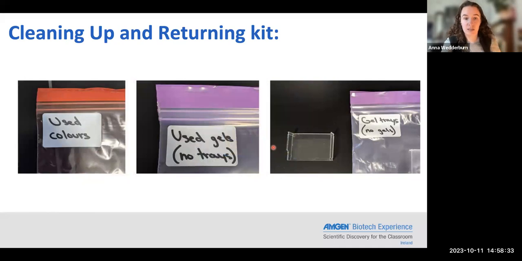In terms of all the gels that we give you, there are 2 bags for the gels. So there's used gels and gel trays, because the gels all come in these gel trays. So slide the gels off them, put them into one bag, and then put those gel trays into another bag. It says gel trays. Just make sure they're in 2 separate bags. There's also a bag that says used colors. That is for all the food coloring things that you used in lab 1. They just go in there because we reuse them.